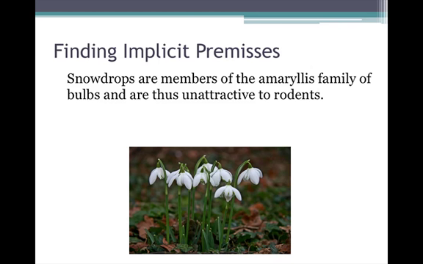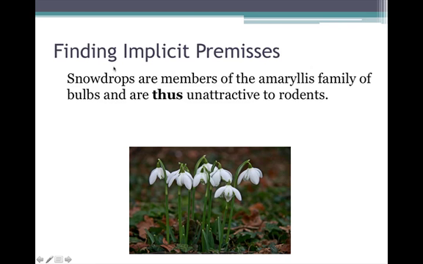Snowdrops are members of the amaryllis family of bulbs and are thus unattractive to rodents. There's an implicit premise here, but let's start by just figuring out how to organize what's explicitly stated. We've got our conclusion indicator word, "thus," which indicates what follows is probably the conclusion. And it is. What's the conclusion we've got? Snowdrops are unattractive to rodents. That's the conclusion. And that would make this other piece of information plausibly a premise.